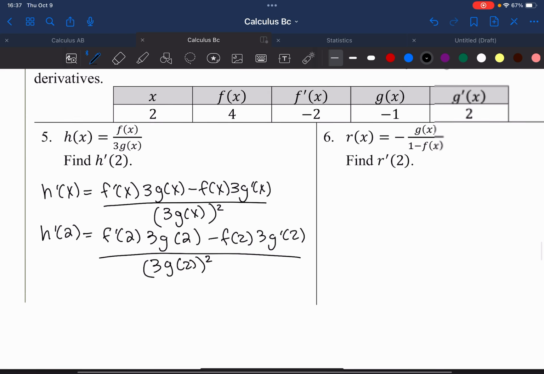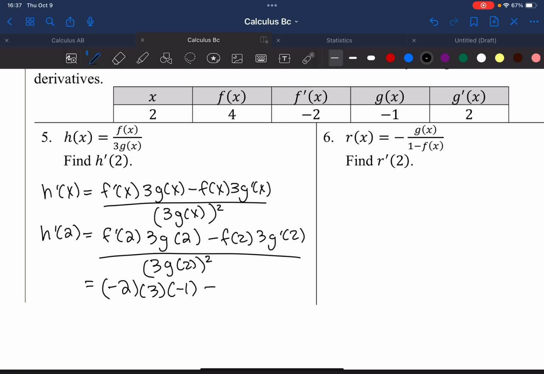So I'm going to look at the table up here and figure out what values go where. So f prime of 2 is negative 2, so I have negative 2 times 3 g of 2, which is negative 1, minus f of 2, which is 4, times 3 times g prime of 2, which is 2, all divided by 3 times g of 2, which is negative 1, squared.